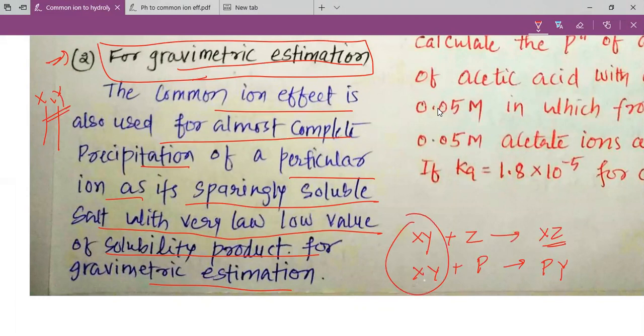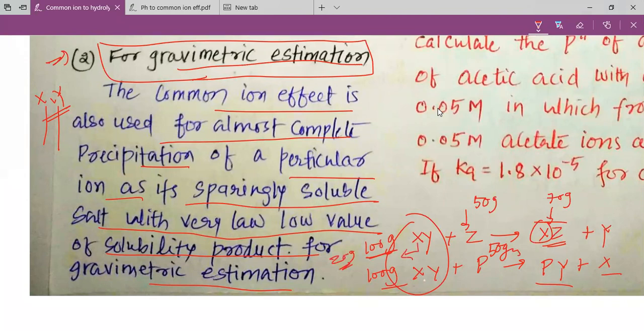Now suppose we have taken 100 gram of XY, and suppose the mass of Z is 50 gram. The mass of P is also 50 gram. Finally, XZ and PY are produced. Now, if XZ is 70 gram, my dear students, we can say that the X present in 100 gram is 20 gram. So this is how we come to know that out of 100 gram, there is 20 gram of X, and that is the estimation.